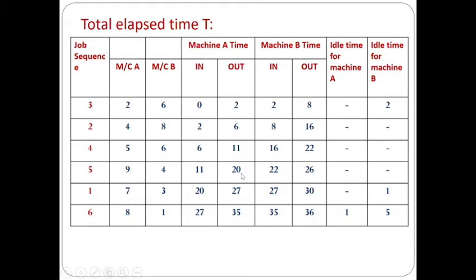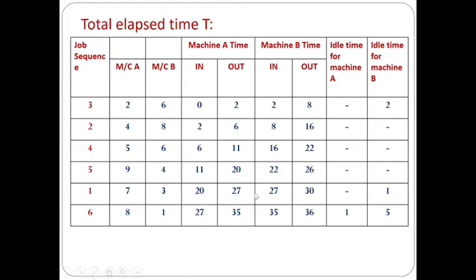And here the time out of the previous job, which is 22, will be the time in for this. So 22 plus 4 is 26. Next comes job 1. The time in for job 1 will be the time out of the previous job, which is 20. And the processing time is 7. So 20 plus 7, which is 27, will be the time out for job number 1.